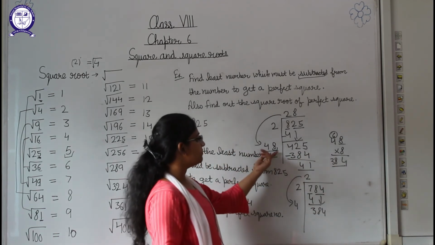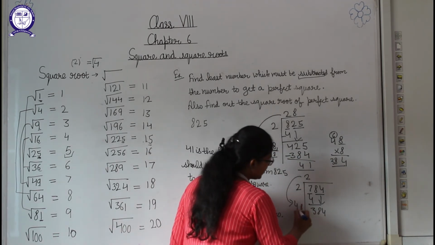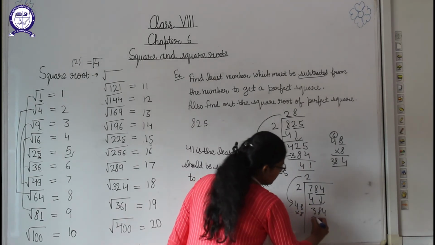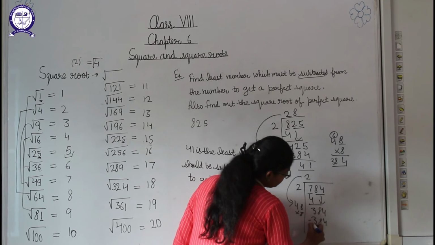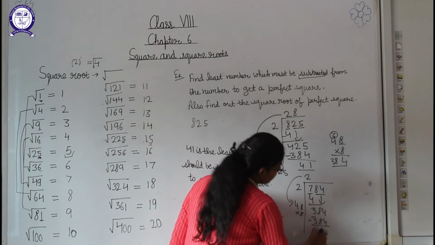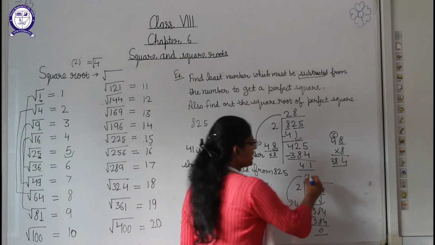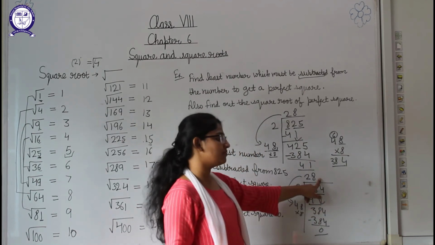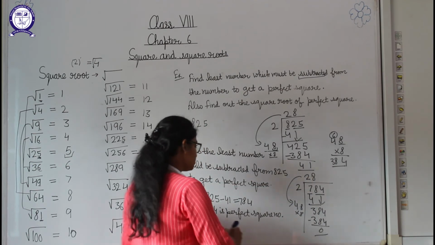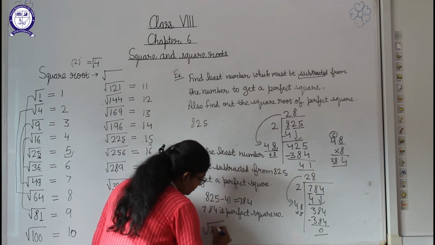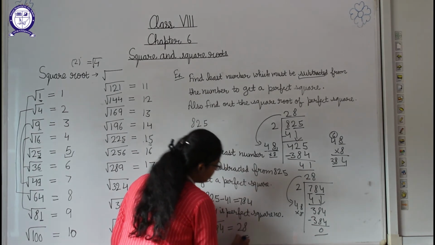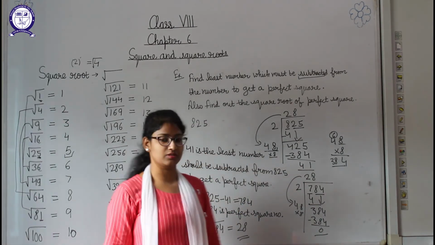Now students, if we multiply 48 by 8, what were we getting? We were getting 384. It means when we subtract 384 from 384, we will get 0. It means we get the perfect square number here. So as I have written 8 here, we will write it here also. So the square root of 784 is 28. By this we will solve our question.